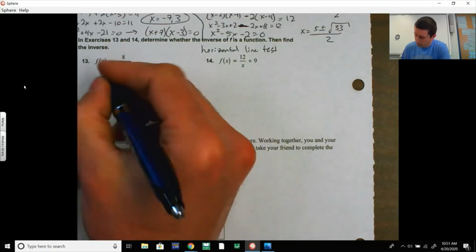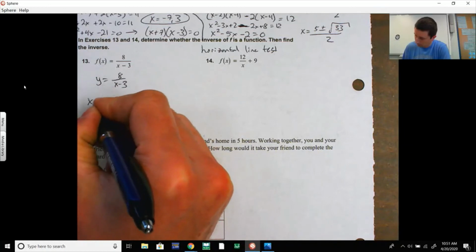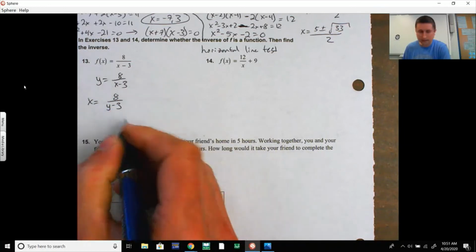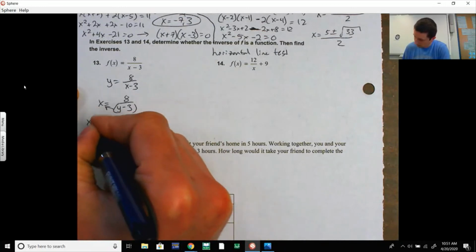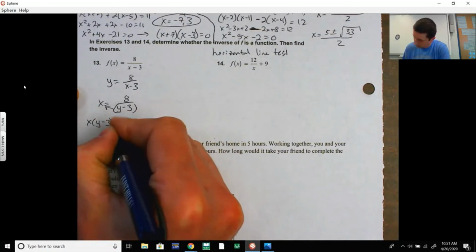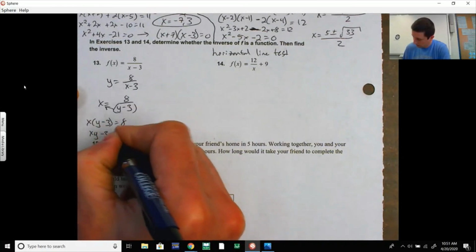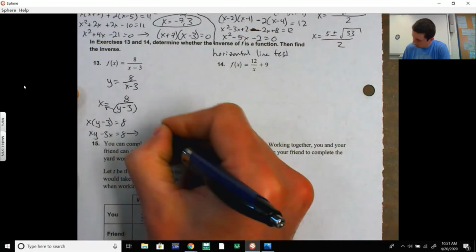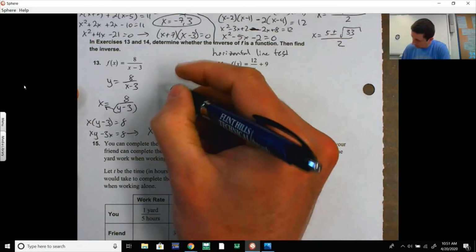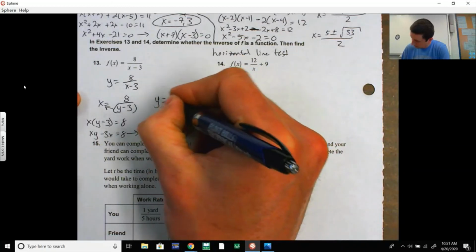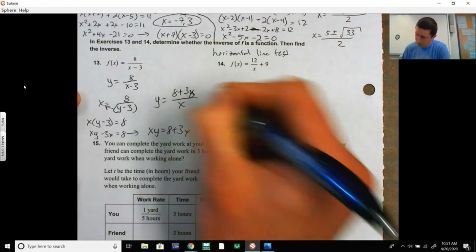Define the inverse. Remember when y equals 8 over x minus 3. Switch them. So x equals 8 over y minus 3. Now you have to solve for y. So I'm going to take this whole thing and move it over here. So x times y minus 3 equals 8. So xy minus 3x equals 8. So xy equals 8 plus 3x. Divide everything by x, and you get y equals 8 plus 3x over x.